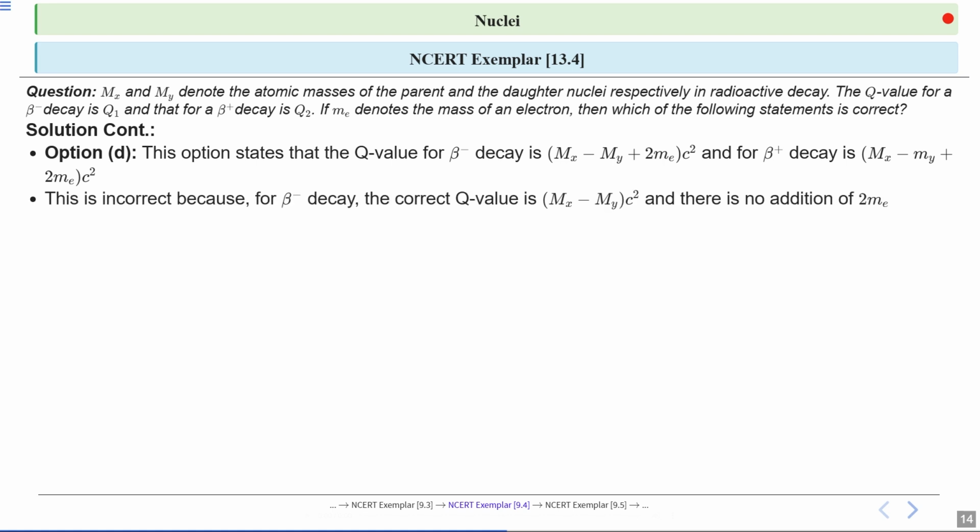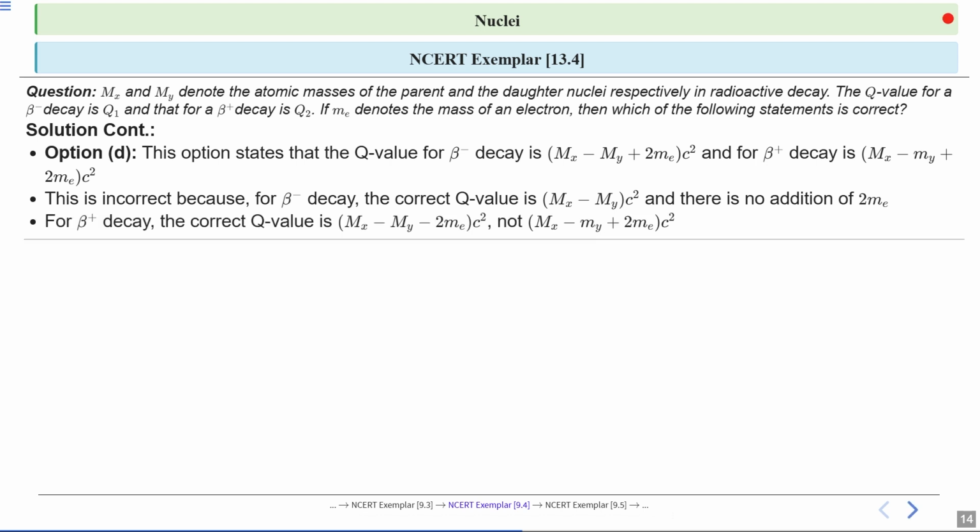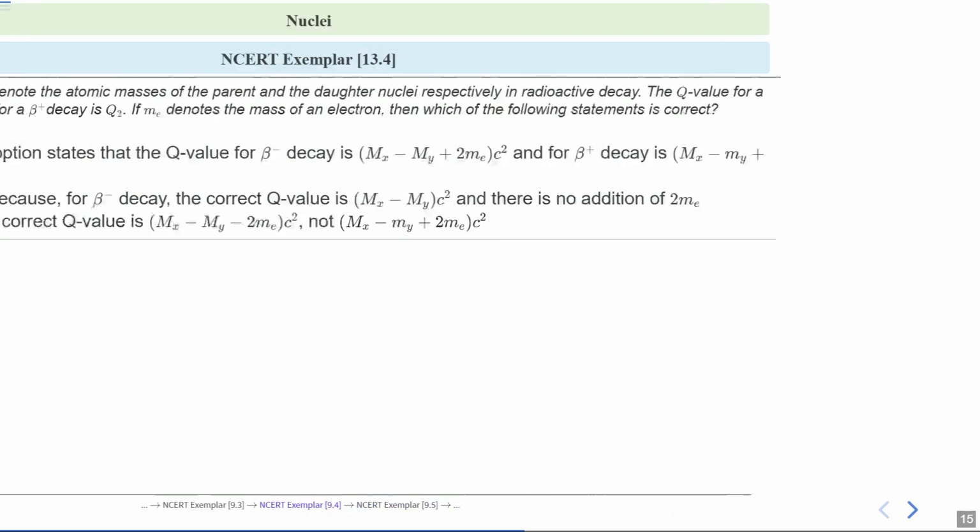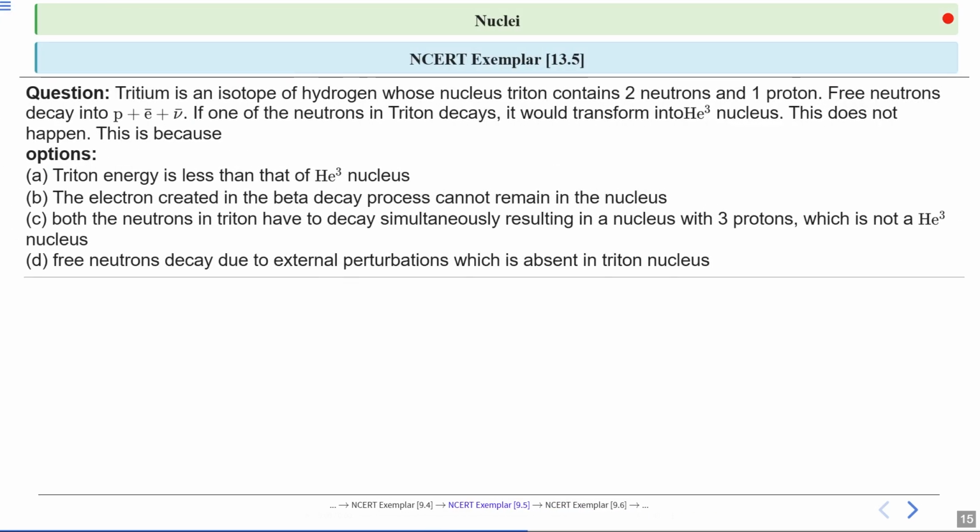So in beta minus decay, a neutron turns into a proton, emitting an electron and antineutrino. The Q value is Mx minus My C square. For beta positive decay, a proton turns into a neutron, emitting a positron and neutrino. The Q value is Mx minus My minus 2Me C square. The given option incorrectly adds plus 2Me for both. So for beta positive decay, the correct value is Mx minus My minus 2Me C square, not Mx minus My plus 2Me C square.